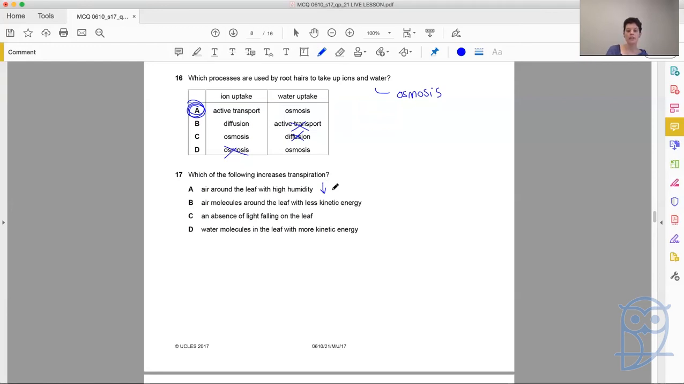Air molecules around the leaf with less kinetic energy, meaning the air molecules around the leaf aren't going to move so much. So again, we're decreasing that gradient. Decrease it. An absence of light falling on the leaf. Well, no light would mean no photosynthesis, would mean stomata closed, would mean no transpiration, which certainly is then going to decrease transpiration. Water molecules in the leaf with more kinetic energy. Well, the more they move around, the more likely they are to diffuse out of the leaf. So yes, that one is going to increase transpiration.